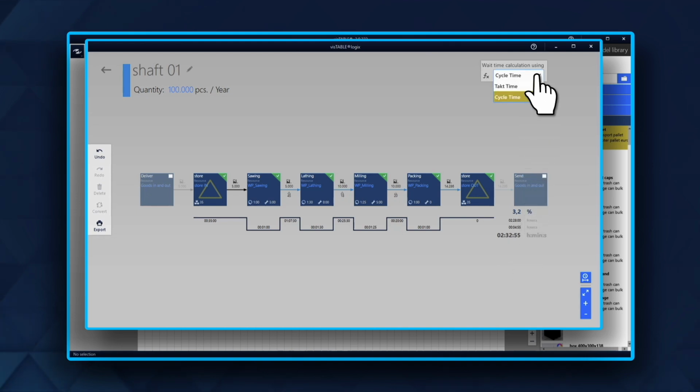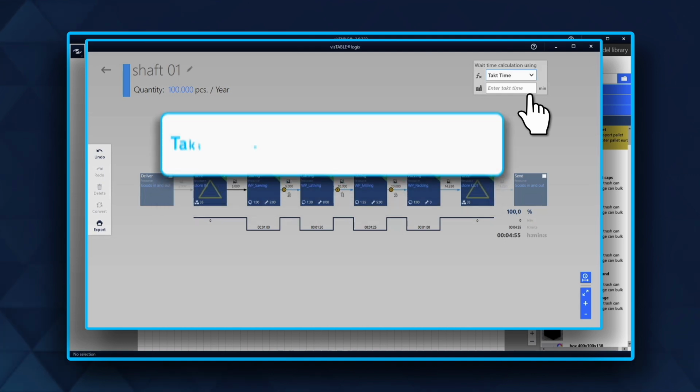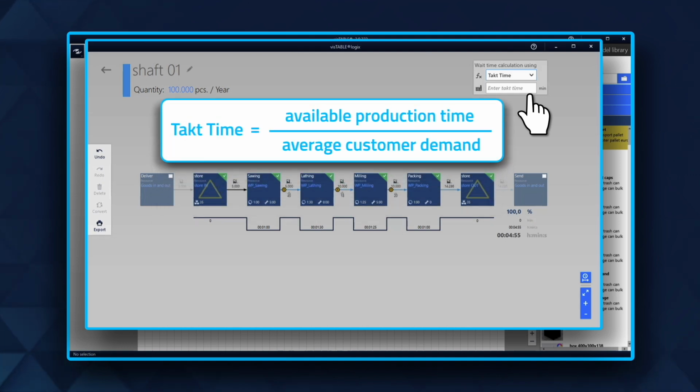For this, there are two different methods, the takt time method and the cycle time method. Let's start with the takt time method. For this, we need to enter a takt time of the overall system. It's basically the rate at which each unit must be completed to meet the desired output quantity. This is calculated by dividing the available output time by the desired unit quantity the customer demands.